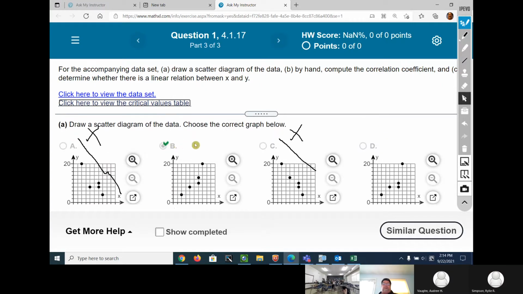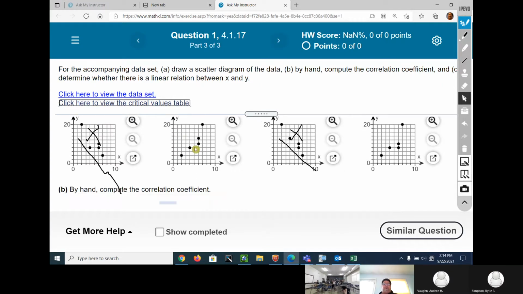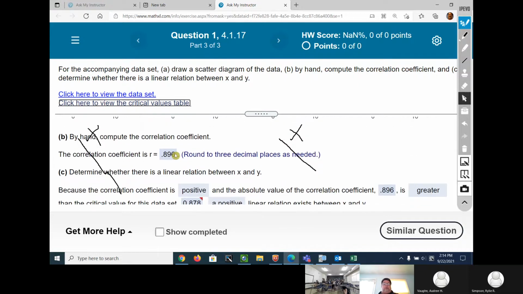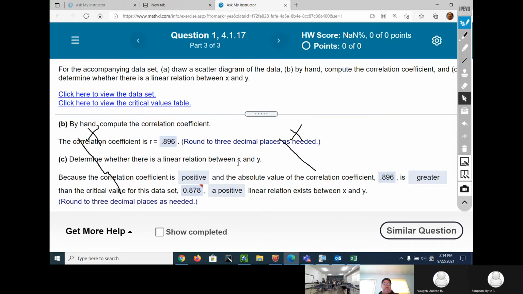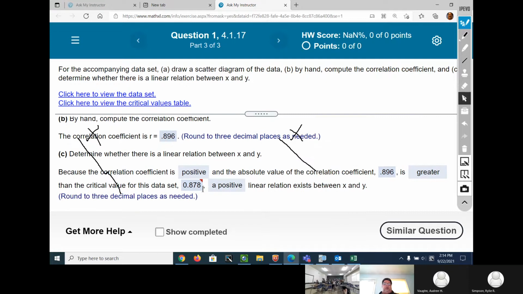Oh, okay. I didn't see the check. The answer is B, as in Bravo. Okay, the correlation coefficient is 0.896. Good. And because it's positive, okay, so 0.878 is what you got in the table up here for 5. Okay, so that is a test question. I don't mind putting that on the test.